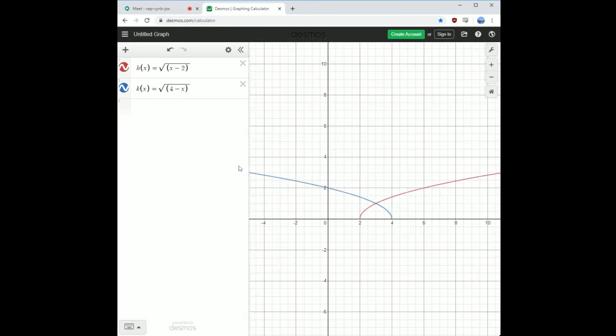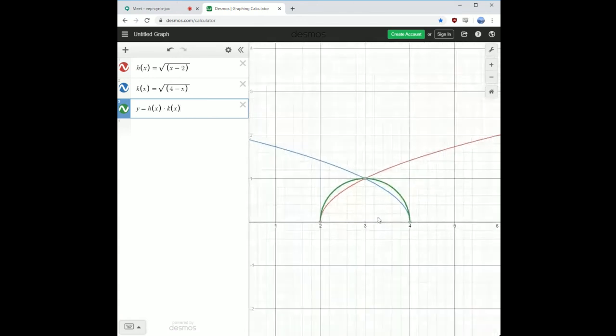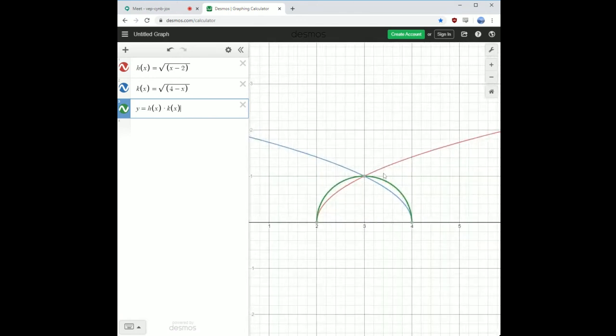And then I said that my new function is going to be h times k of x. So let's say y is h of x times k of x. And that's this green curve here. So I'm only able to multiply these where they both exist, starting at 2 and going up to 4. Below 2, the red curve doesn't exist. Above 4, the blue curve doesn't exist. So I can't multiply their outputs together. But right in the middle, I'm totally allowed to multiply them, and I totally do.